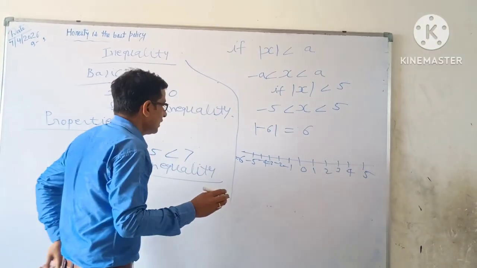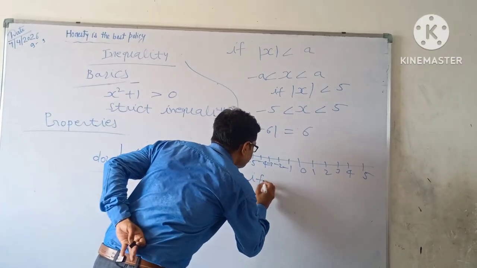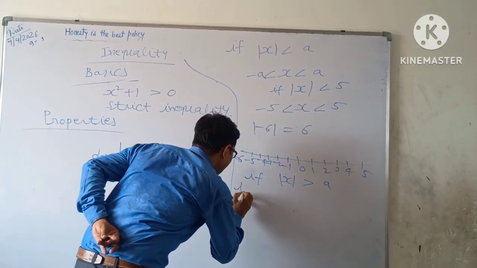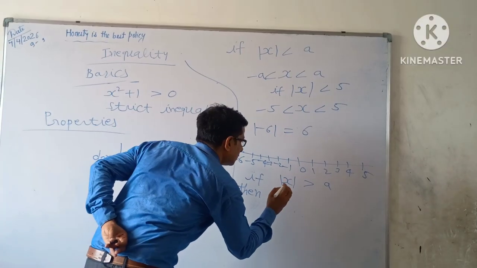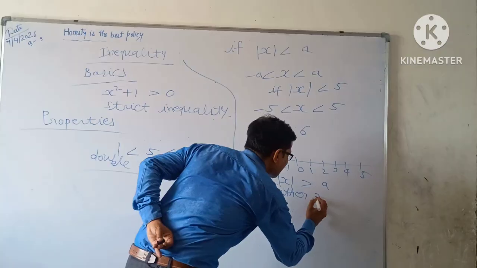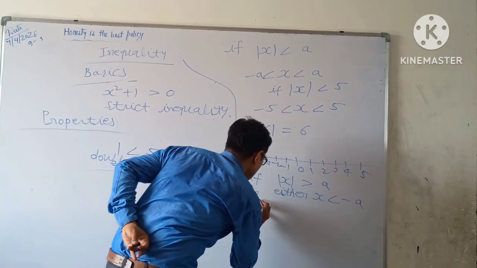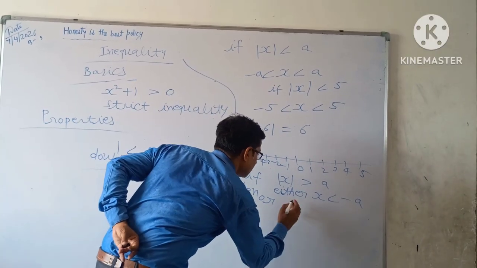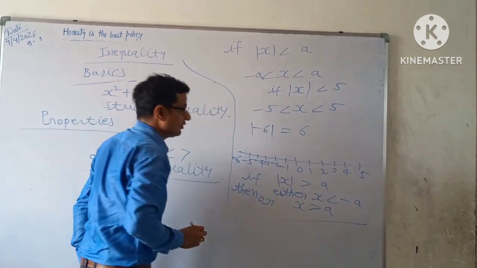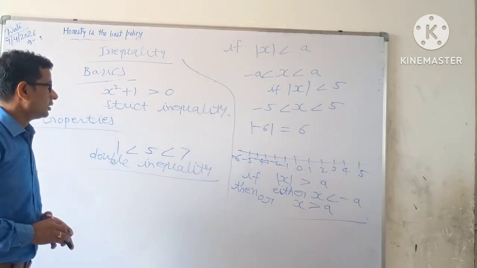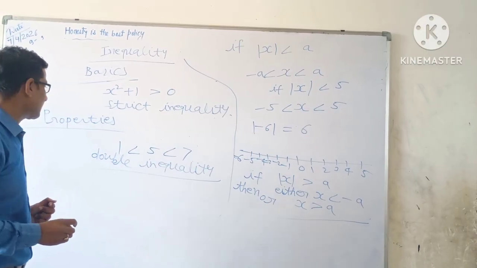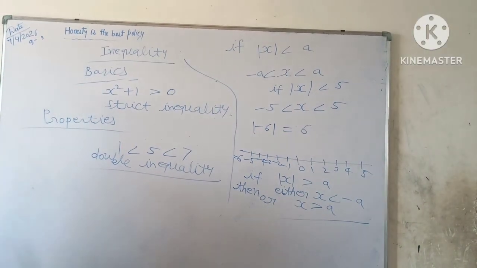And if mod x is greater than a, then either x is less than minus a or x is greater than a. This condition will be found. Now I think it is clear. Let us discuss some other property of inequality.